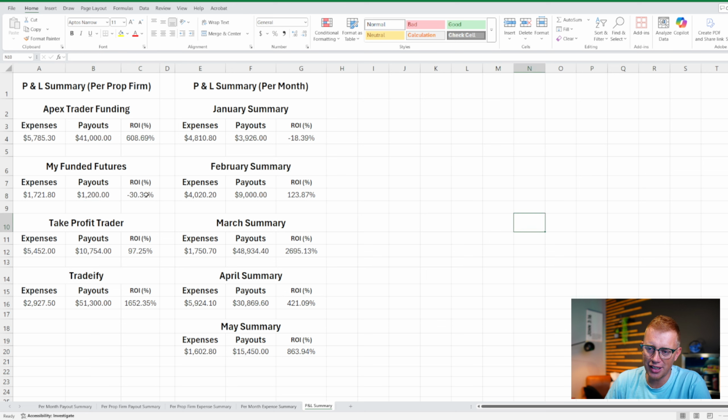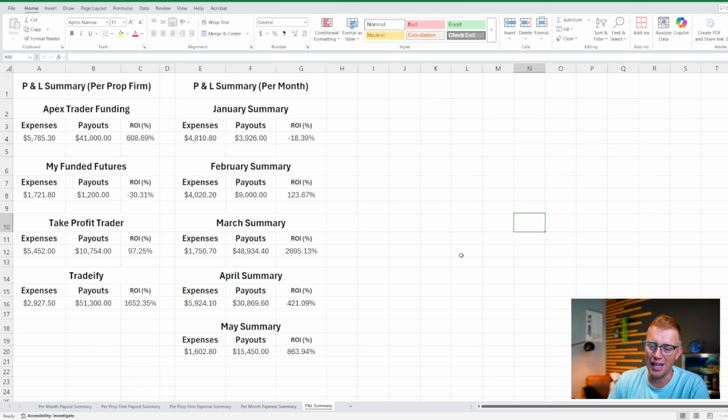My Funded Futures, we have spent 1,721 and we have 1,200 in payouts. So we have a negative return on investment with My Funded Futures. With Take Profit Trader, we have 5,452 in expenses and 10,000 in payouts for a return on investment of 97%. Not terrible, I guess. It just feels worse, I think, because recently I've been doing so much worse with Take Profit Trader.